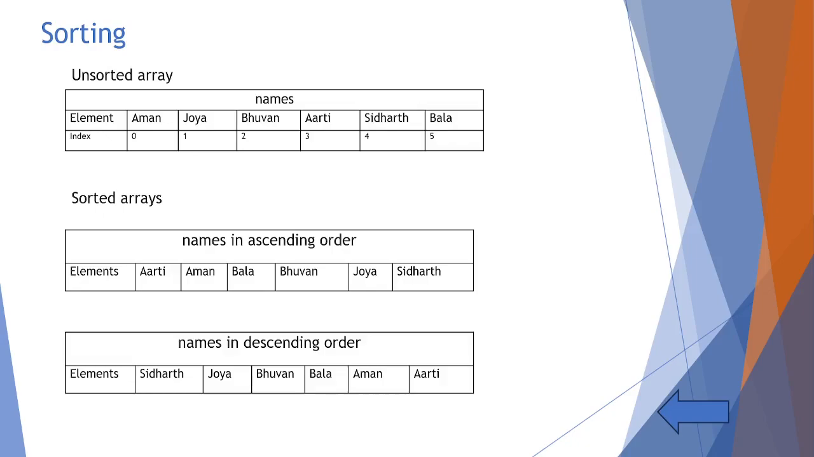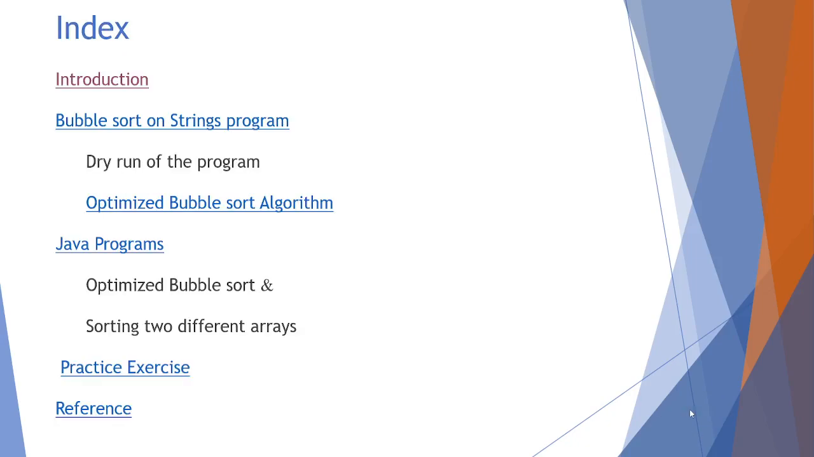6 elements are there. Index starts from 0 to 5. Names in ascending order: Arti, Aman, and Siddharth at the end. Names in descending order: Siddharth at the beginning, Arti at last.